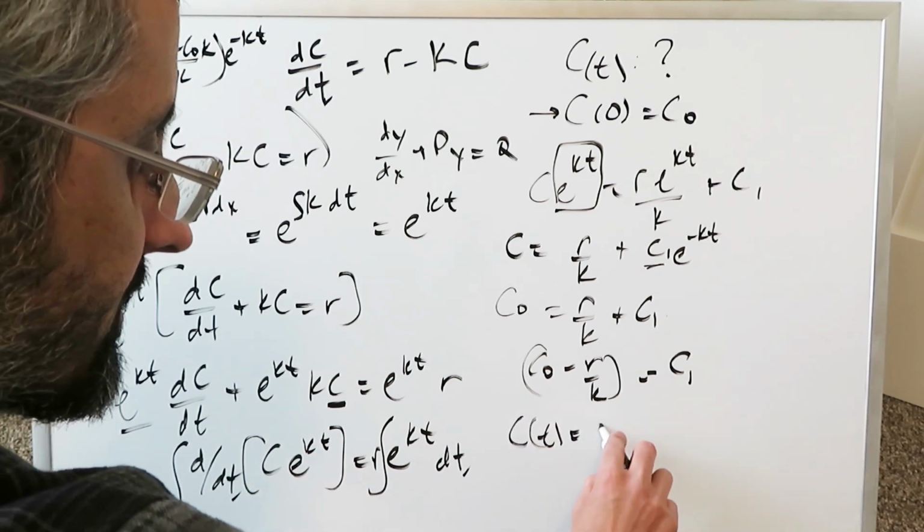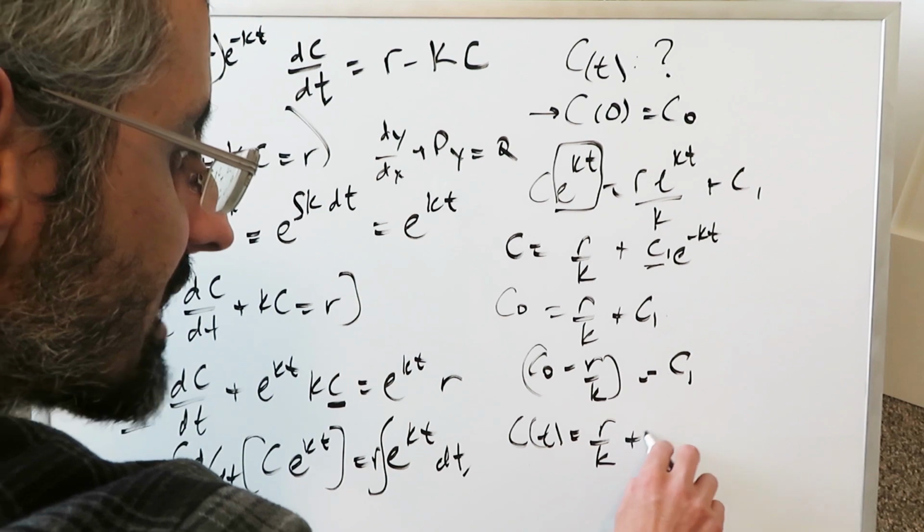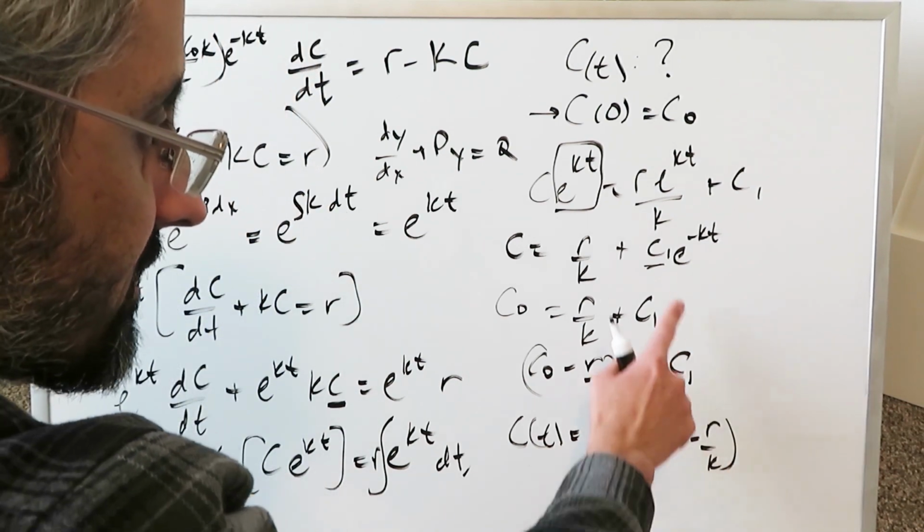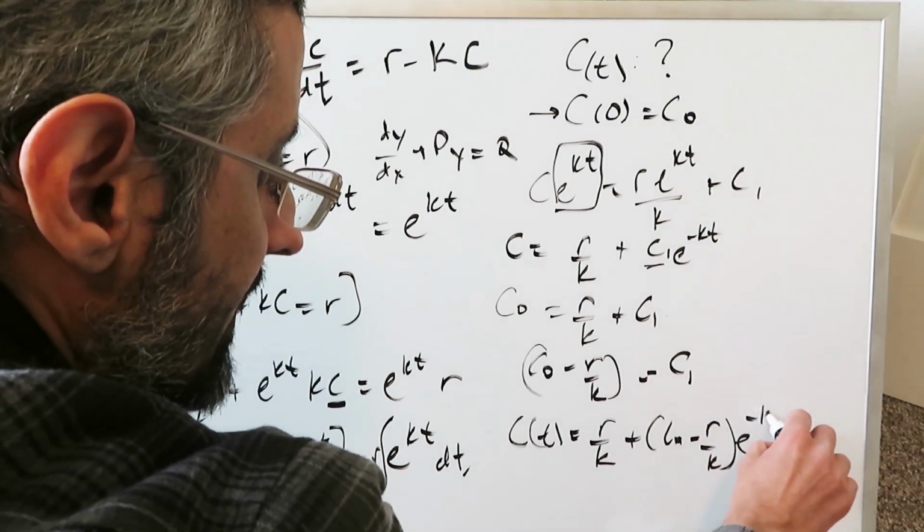Concentration with respect to time is equal to r over k plus (initial concentration minus r over k). This is being substituted for the constant of integration, e to the power of minus kt.